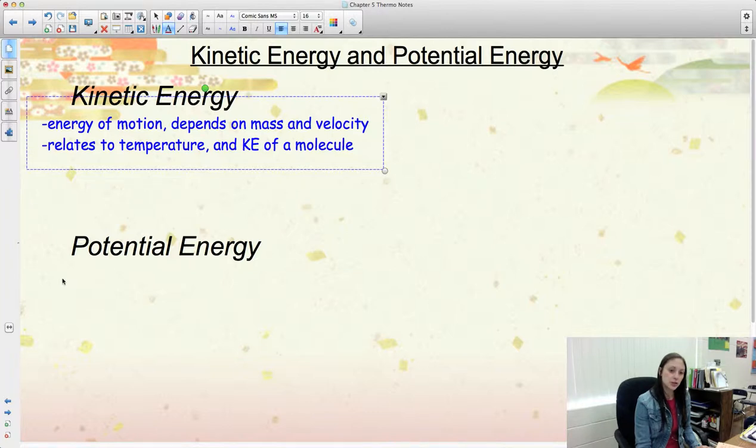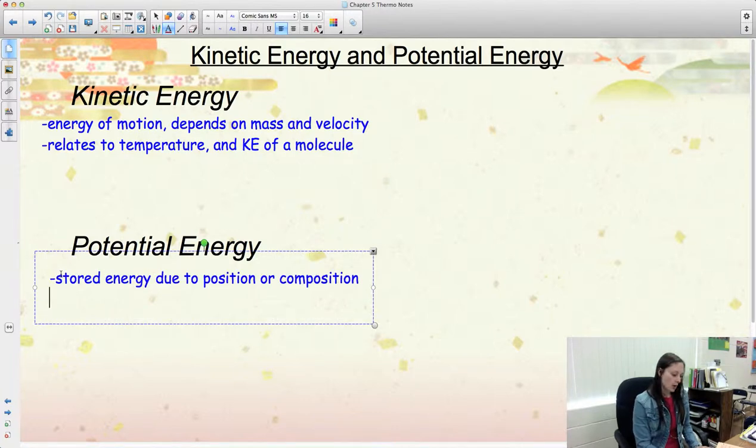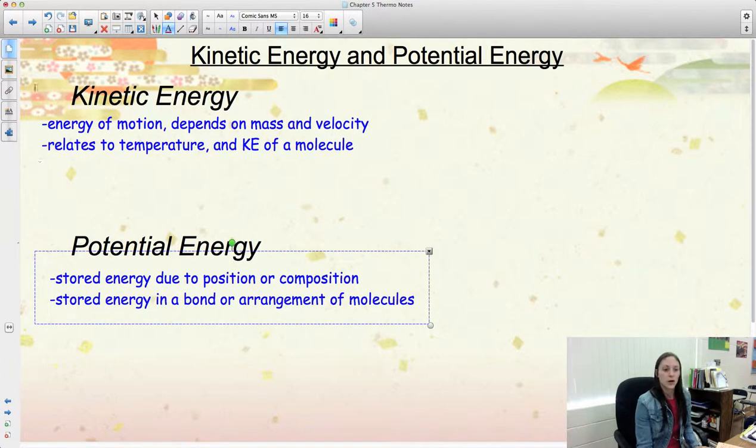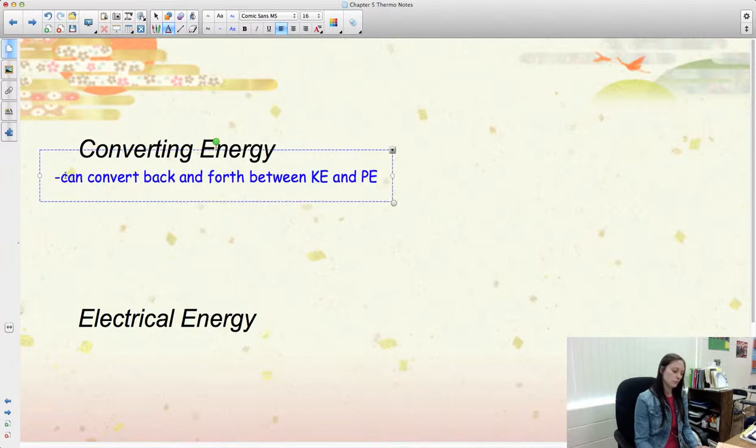Potential energy is the energy that is stored, due to a position or its composition. Potential energy in our usage for chemistry has to do with the energy that's stored in a bond or an arrangement of the different molecules. Converting energy: you can convert back and forth between kinetic energy and potential energy.